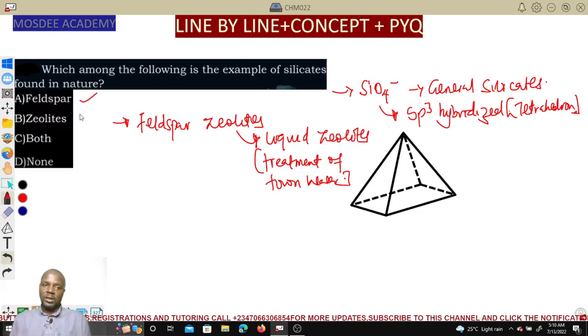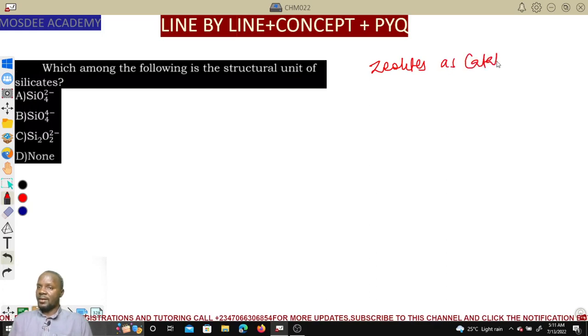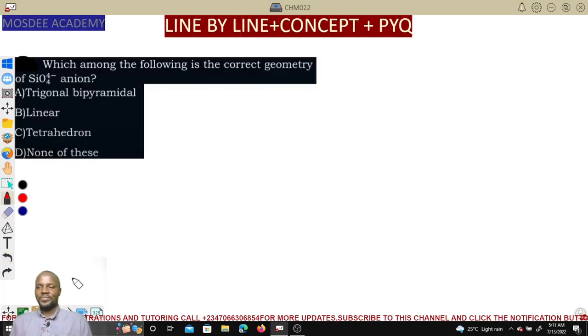So the answer here is zeolite, and these are correct, so this will be both. I don't want to talk too much, just answer the question and move on. Zeolite is also used as a catalyst. So note that, apart from the treatment of water, SiO4 with a negative charge is the symbol for silicate.